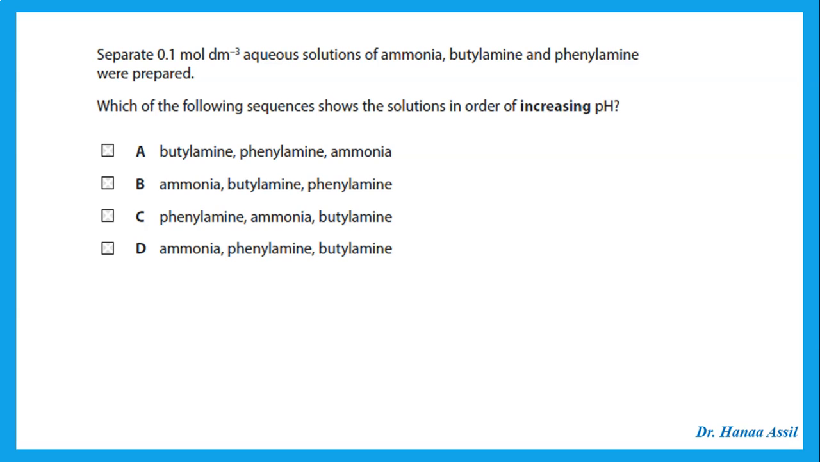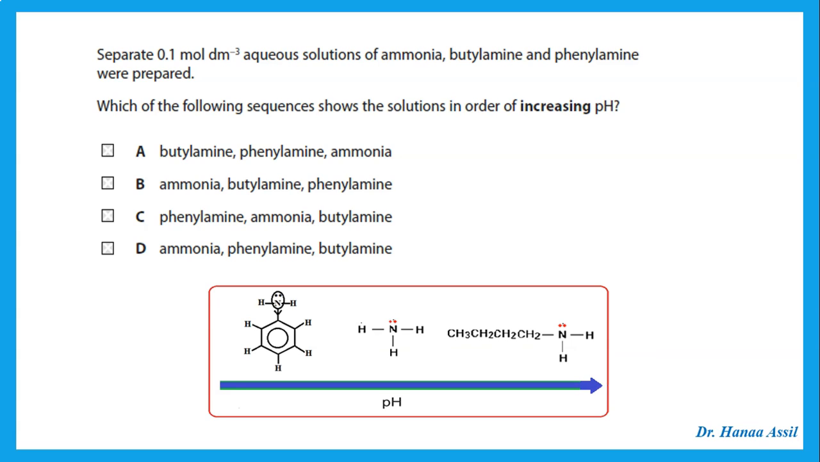Now, suppose separate 0.1 mol per decimeter cubed aqueous solutions of ammonia, butylamine, and phenylamine were prepared. Which of the following sequences shows the solutions in order of increasing pH? You should realize increasing pH means more and more basic. So which of these are arranged in order of increasing pH? We said phenylamine would be less basic than ammonia, and then the alkylamine like butylamine is the most basic in these choices.